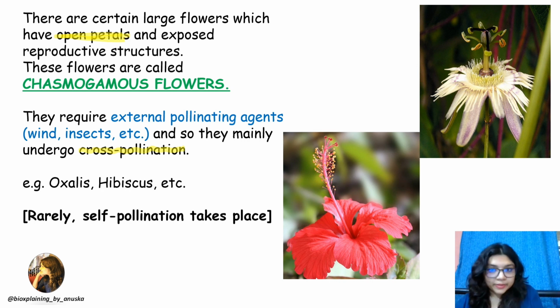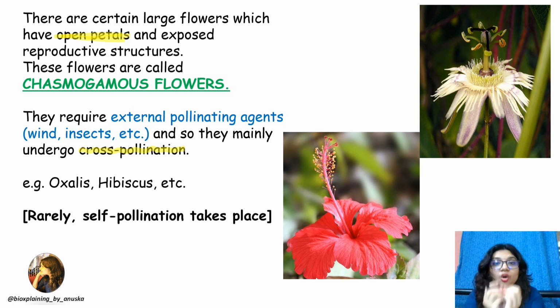Now, what happens in this case is that very rarely self-pollination can also occur. Why? Because this is a bisexual flower. It has its own anthers, its own stigma, and the anther produces pollens which can very well go and sit on the stigma, and then the further process can take place.